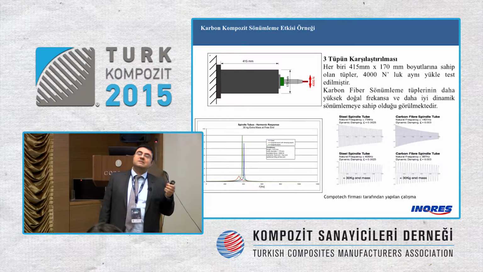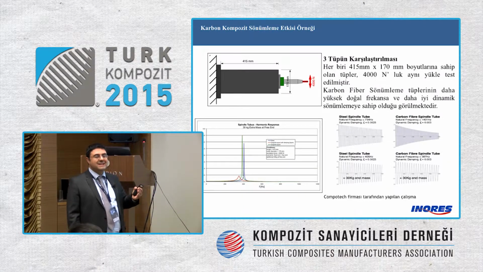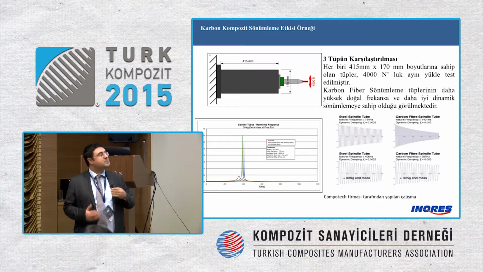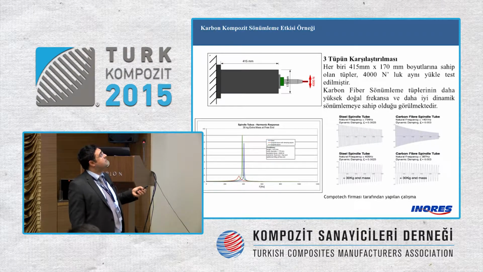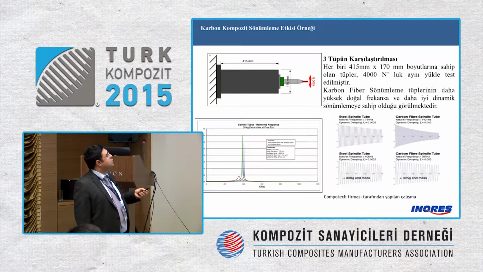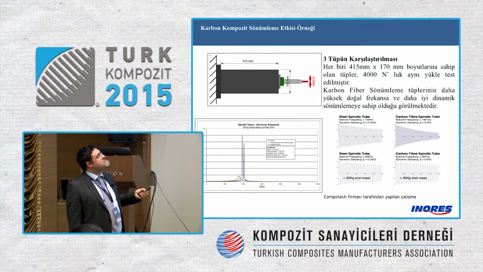So if you have a high absorption ratio with the products you produce, the vibrations will diminish soon. There are three different types of tubes compared here. I will just show you the two tubes. One is carbon, one is steel.